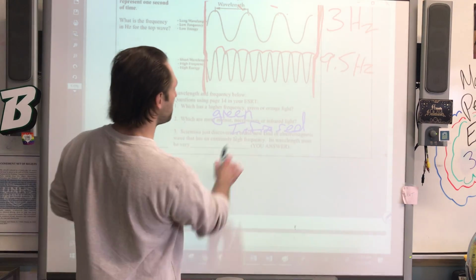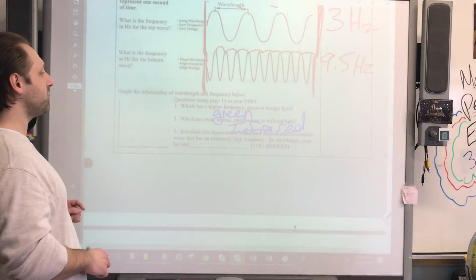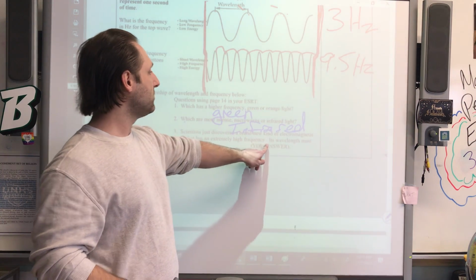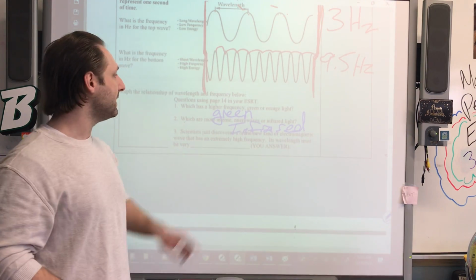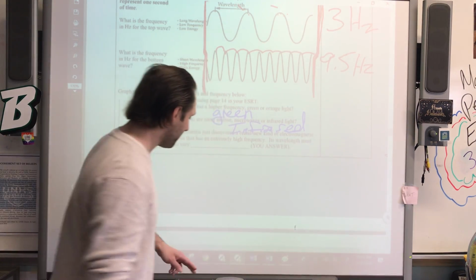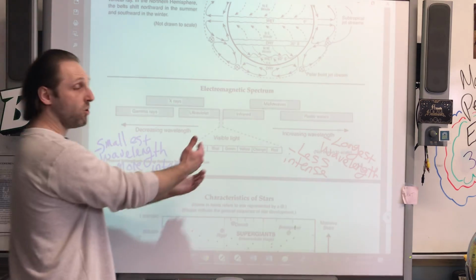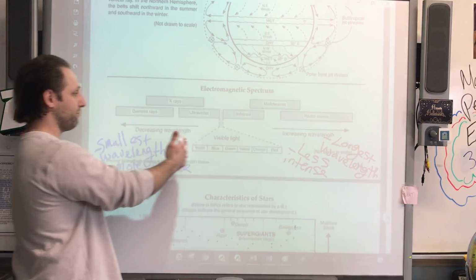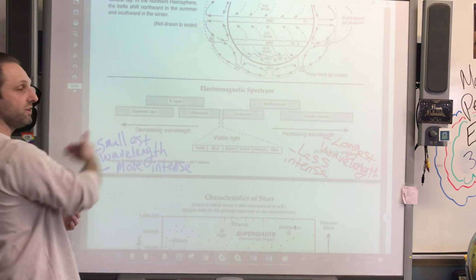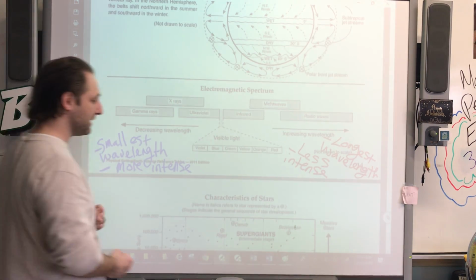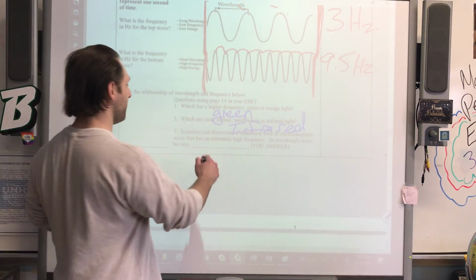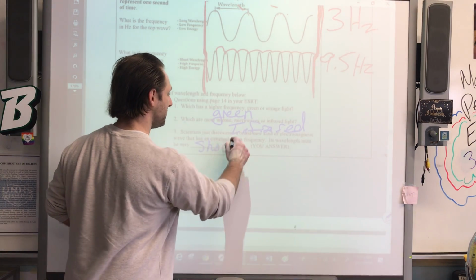So scientists just discovered a brand new kind of electromagnetic wave that has an extremely high frequency. Its wavelength must be very, well, let's go to reference tables. So if we are on the more intense side, what happens to the wavelength? The wavelength gets smaller. Right? It's a decreasing wavelength, so there's a higher frequency. So here, we would say that its wavelength must be very short. Okay?